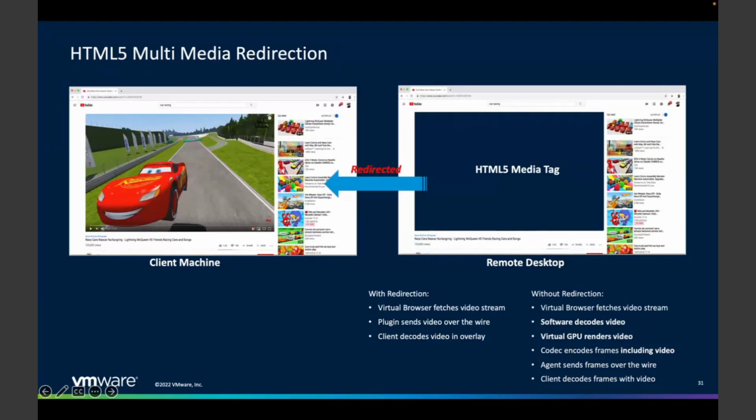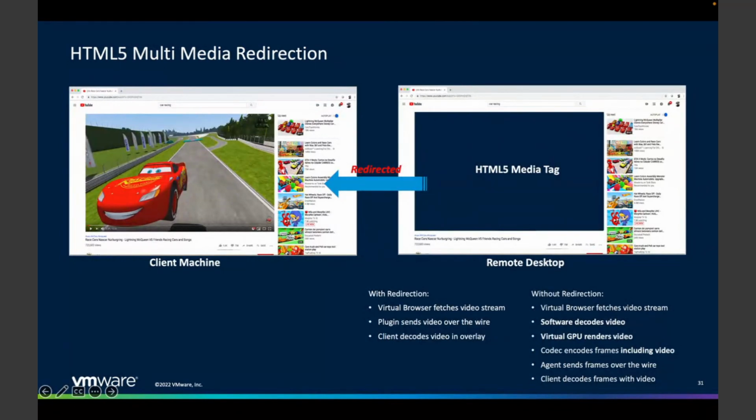So we've got HTML5 multimedia redirection. What this does is whenever it sees an HTML5 media tag, it takes the bits, sends them over the wire to the client, and then the client does an overlay that's nearly invisible. If you move the screen around very, very quickly, you'll see black bars and things like that, but it just appears to be local.